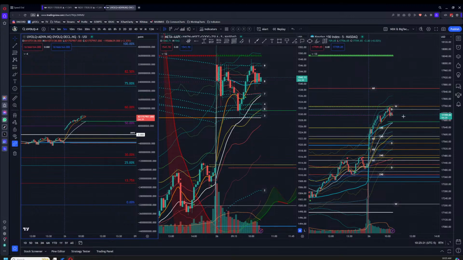I just realized the VWAP. I didn't look at that. I wasn't tracking that. I should have been tracking that. That would have been obvious if I would have been tracking it.